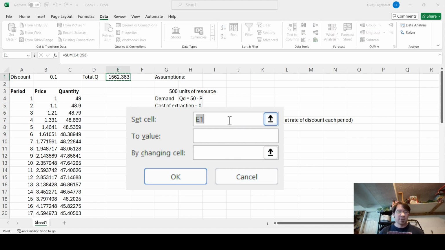Yes, okay, you can actually see that. Sorry, I had to check my capture software. Then it says set cell. So set cell is where you put the thing you have a goal for.